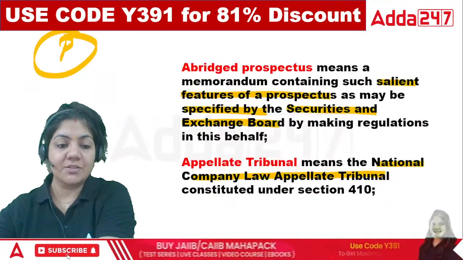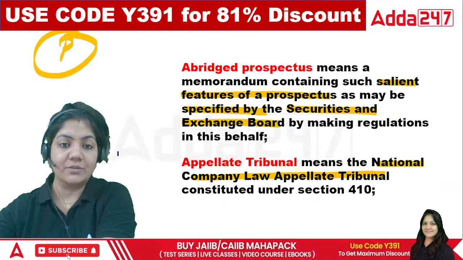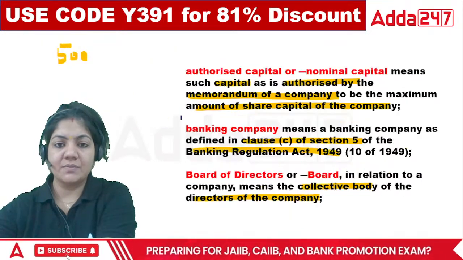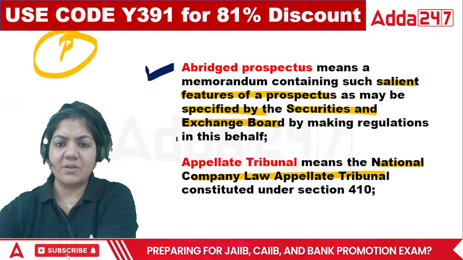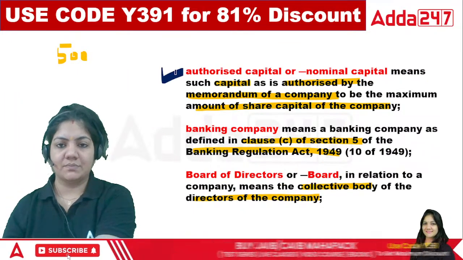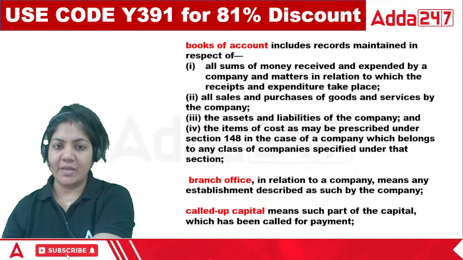So in these definition terms, what is important that you have to learn? Articles of association, associate company also, then authorized capital. Whatever I have tick-marked in blue, these are important.